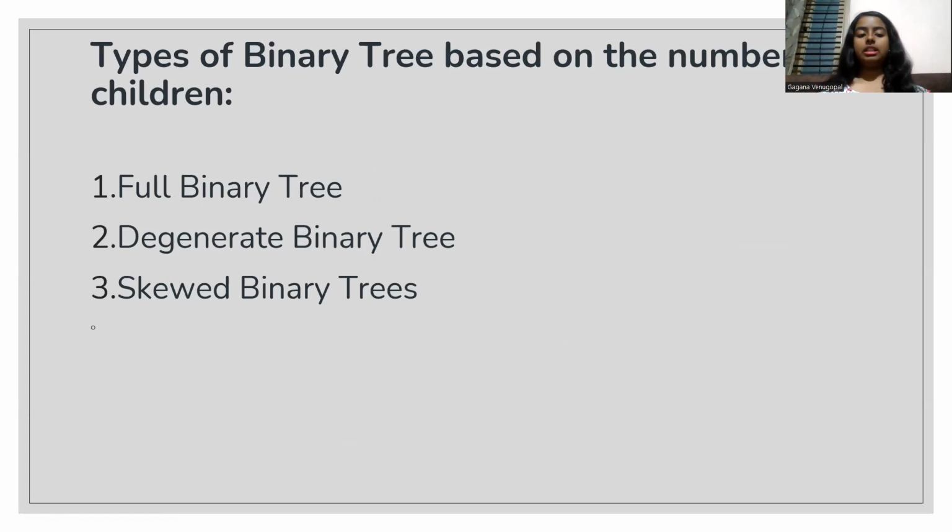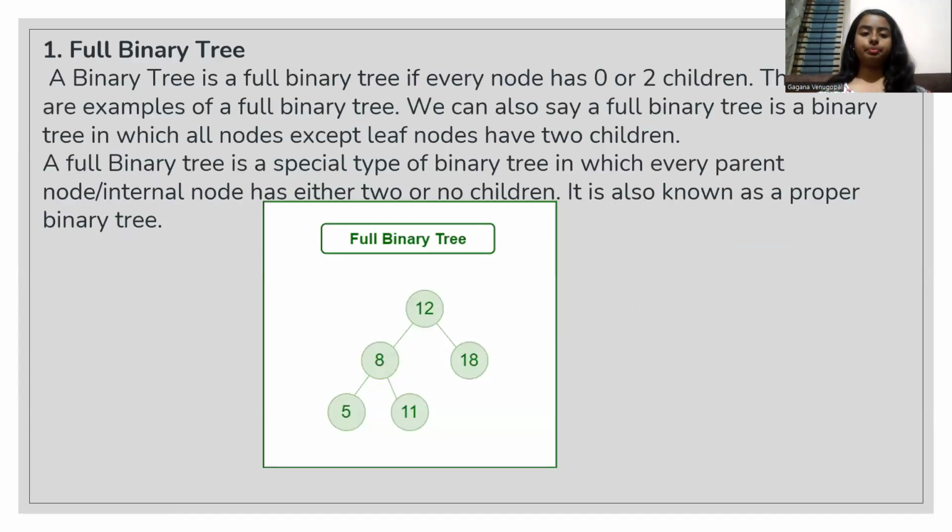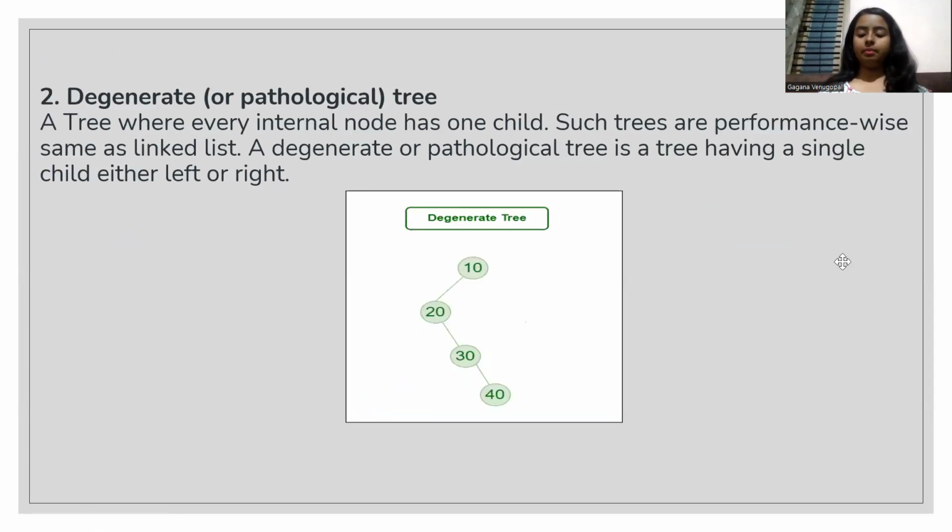So now we are going to see the different types of binary tree which are available. There are basically three types of binary tree: full binary tree, degenerate binary tree, and skewed binary tree. So what is a full binary tree? A full binary tree is a tree in which each node has either 0 or 2 children.